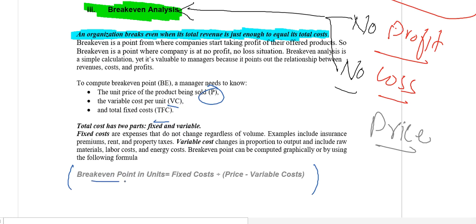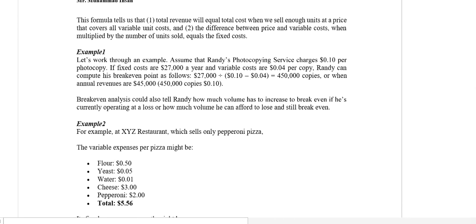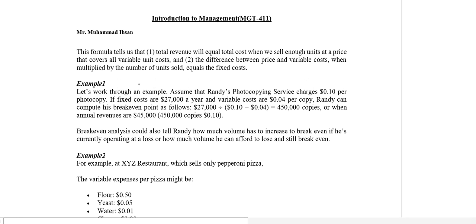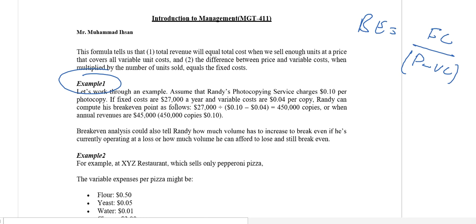The formula of break even is equal to fixed cost divided by price minus variable cost. Students, let's take an example of break even, and we will put the whole data in the formula. So the formula is break even is equal to fixed cost divided by price minus variable cost. So the fixed cost here is $27,000 divided by price, which is $0.10, and variable cost is $0.04.